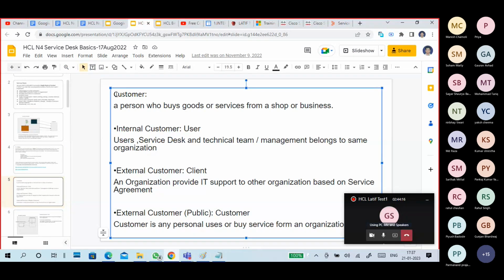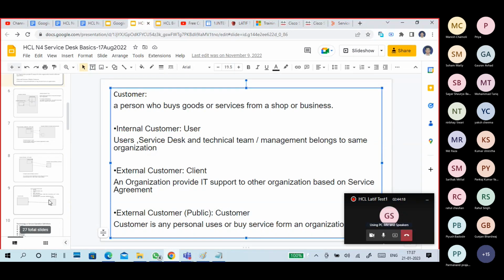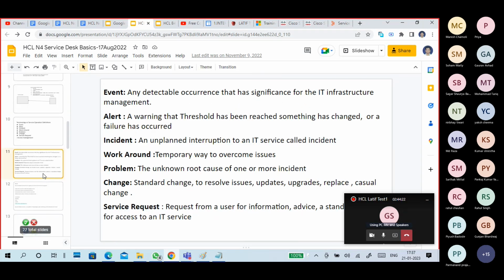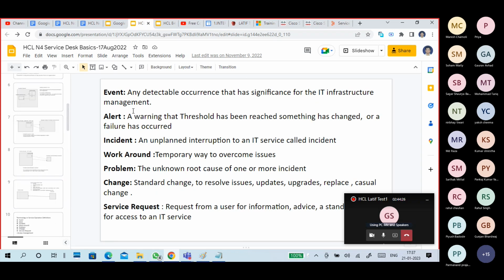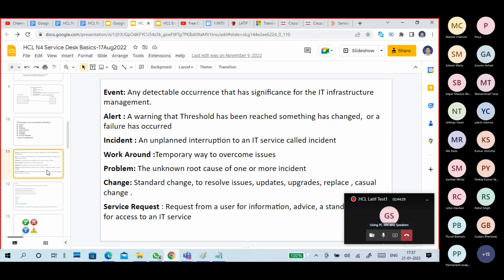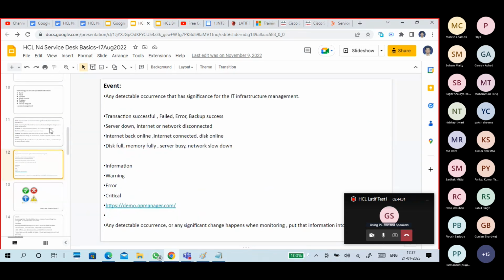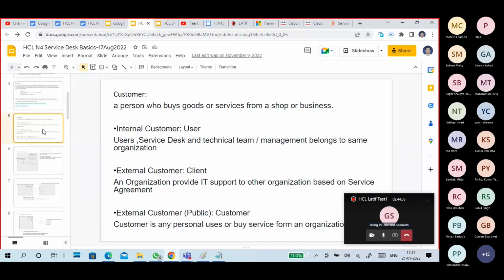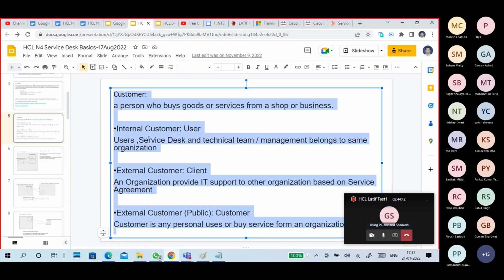The next one is customer. So I will try to finish up to this one only. There is a small part, this part. So I will just give you names. Day after tomorrow, Monday, I will explain these events, alerts, and everything in depth. Monday I will explain that event and alert. Today I will complete this thing.